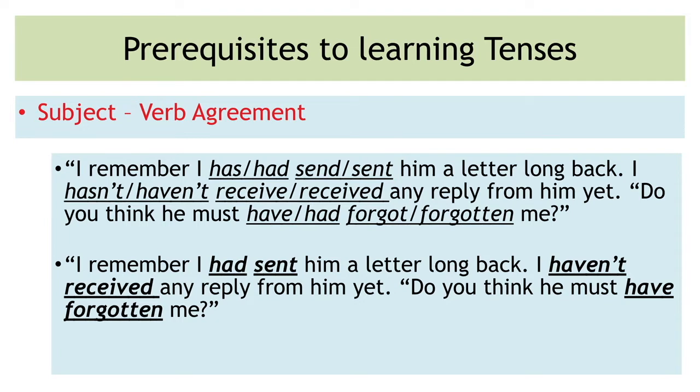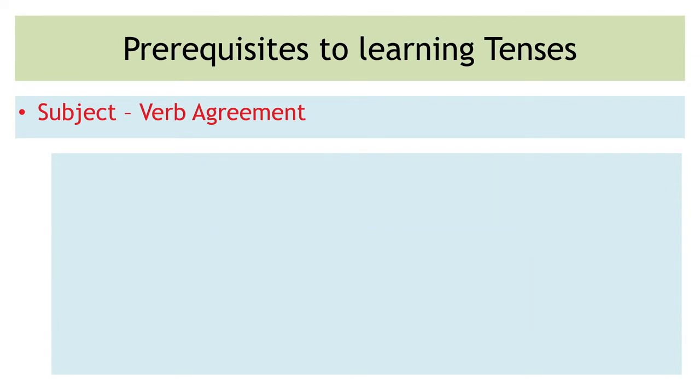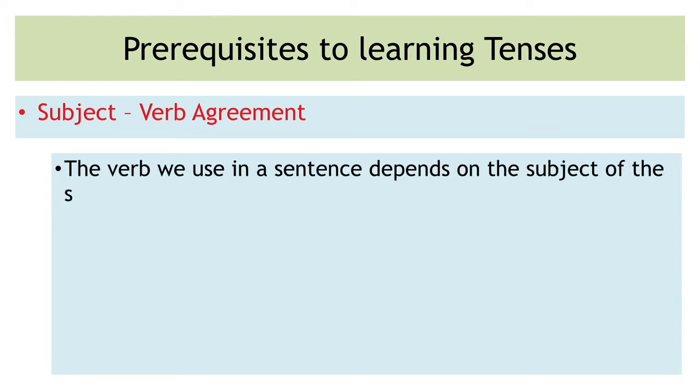Do you think he must have forgotten me? This also refers to the present action, and therefore we need to use have and the past participle form forgotten. The verb we use in a sentence depends on the subject of the sentence.